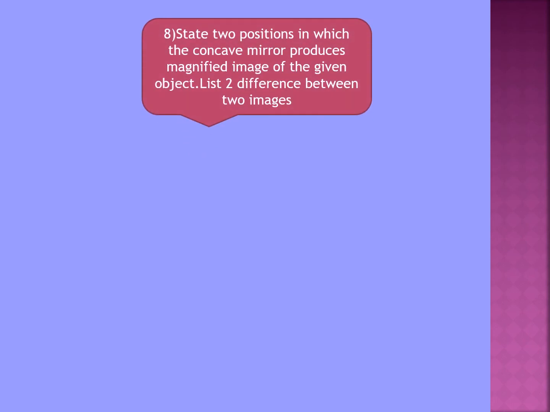Moving on to the next question, question number 8. So we have to state two positions. Now again, it's a conceptual question in which the concave mirror produces magnified image. Now we need magnified image. So see, they have given the question that there are two positions in which you get magnified image of the given object, and you have to list down two differences between the two images formed in the two positions.